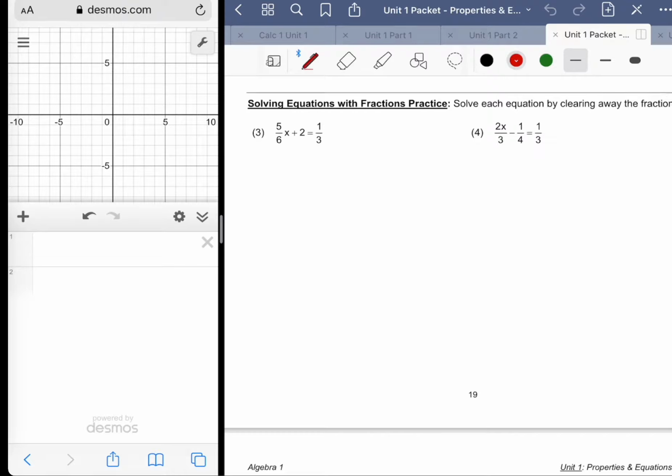The directions here say solve each equation by clearing away the fractions. Now, it's telling us specifically to do it using a stated technique, and that is clearing away the fractions. What they mean is multiply by some number that would allow all the denominators to cancel away. That number would be the least common denominator from throughout the entire equation, I should say.